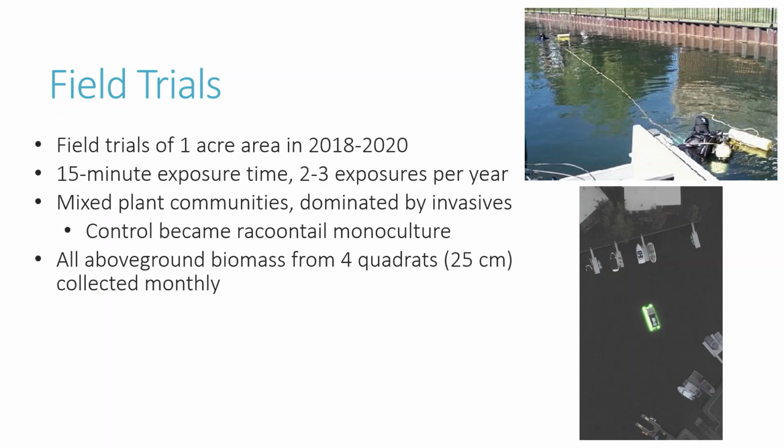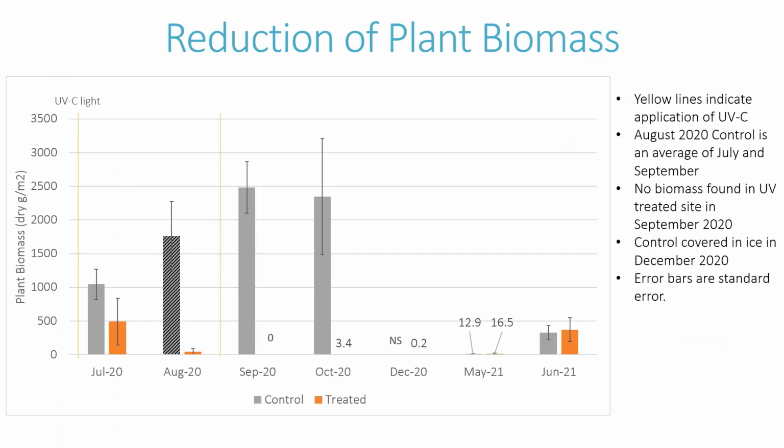To assess the efficacy of the UVC treatment, we collected above ground plant biomass before and after treatment. What we saw was a significant decrease in plant biomass. Control is here in gray, orange is the treated, and the periods of UVC exposure are the yellow bars.